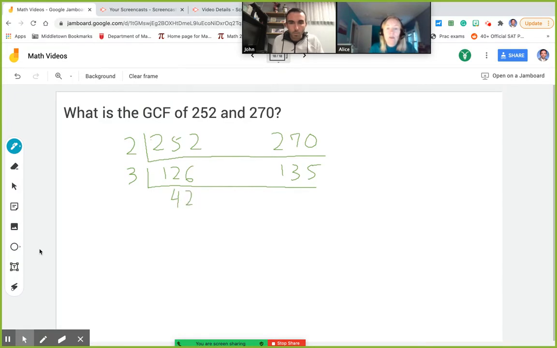Now I'm going to tackle 135. 3 goes into 13. So now I've got 42 and 45. I would try 2, but it won't go into 45. So let's see. 4 plus 2 is 6. So 42 is divisible by 3. 4 plus 5 is 9. So that's also divisible by 3. So that's wonderful.